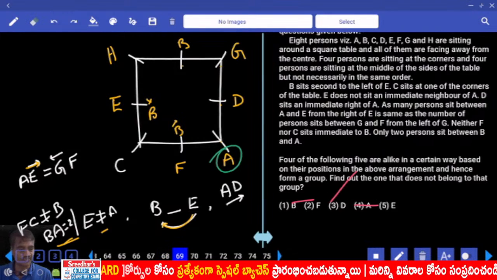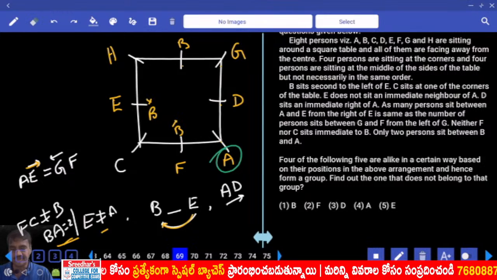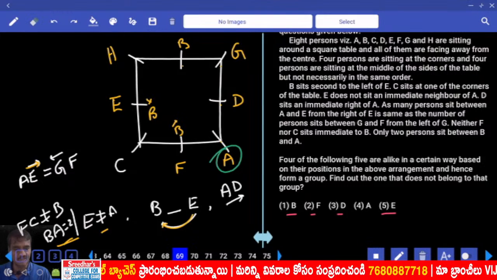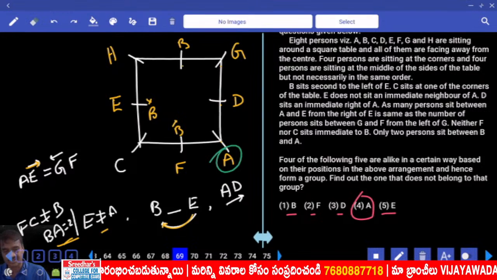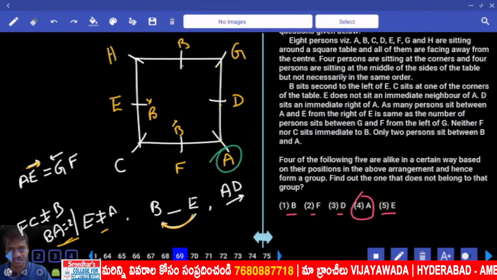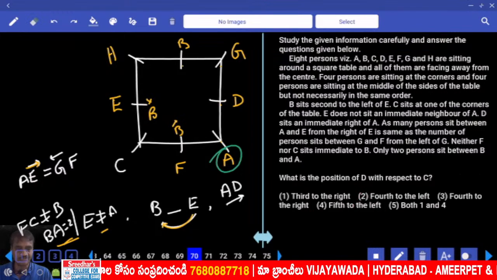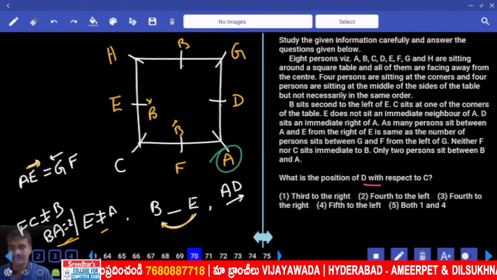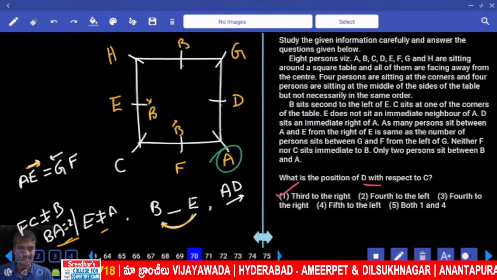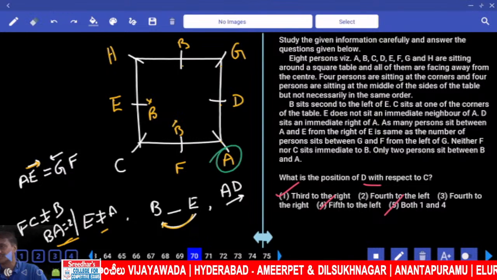Then the next question, which of the following is the odd one out? B, F, D, E, all these persons are at the center. A is at the corner. Except A, all the remaining are at the center, choice 4. And what is the position of D with respect to C? D with respect to C is third to the right or fifth to the left, both 1 and 4, choice 2.